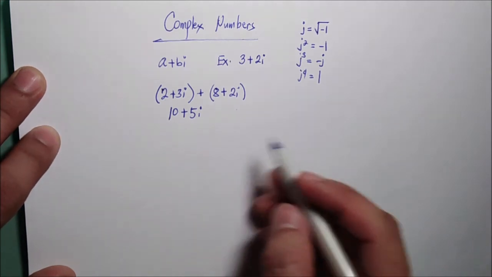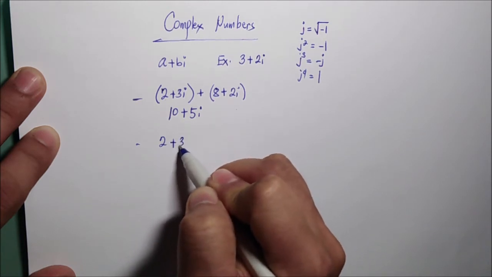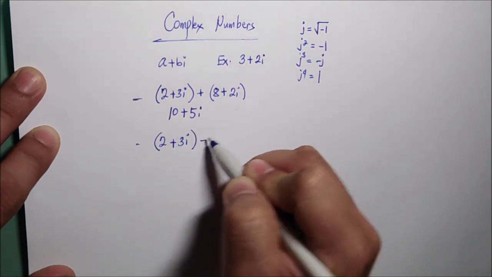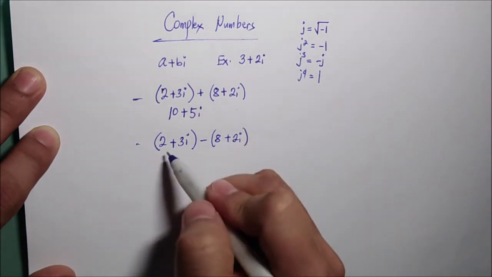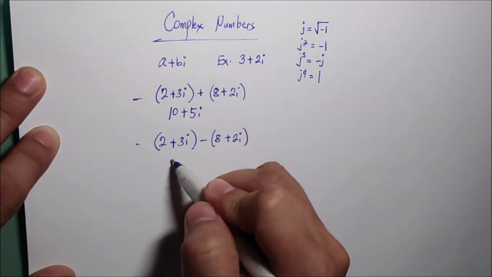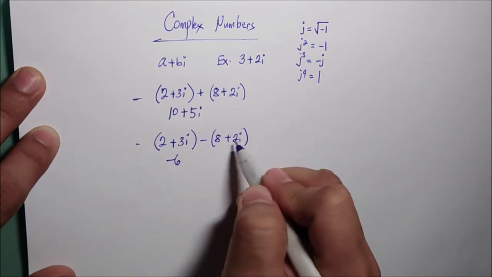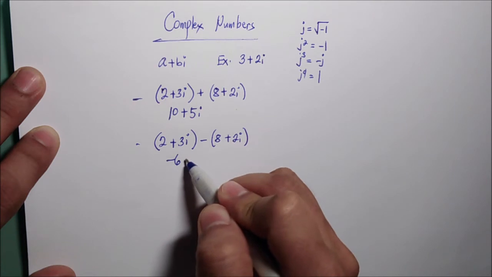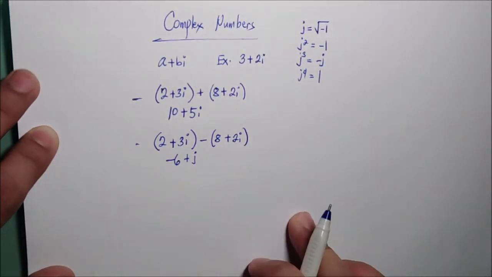If you want to subtract, for example 2 plus 3i subtracted with 8 plus 2i, just subtract also: 2 minus 8 is negative 6, and 3 minus 2 is 1, that is plus i. So negative 6 plus i.